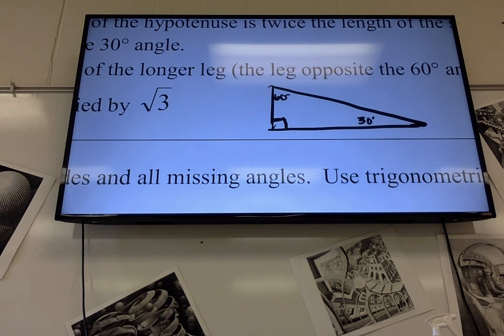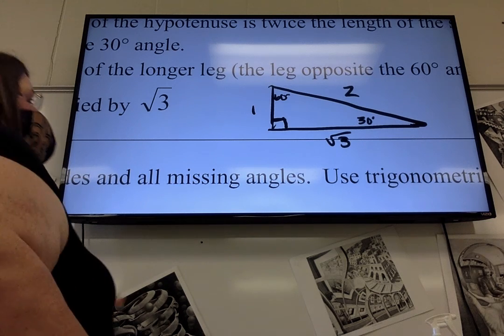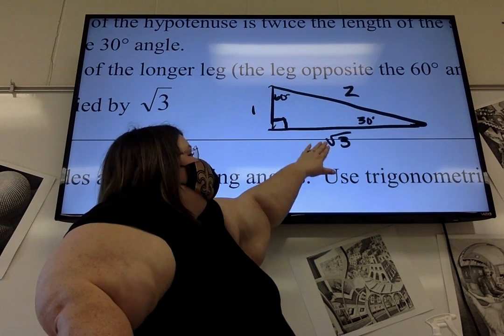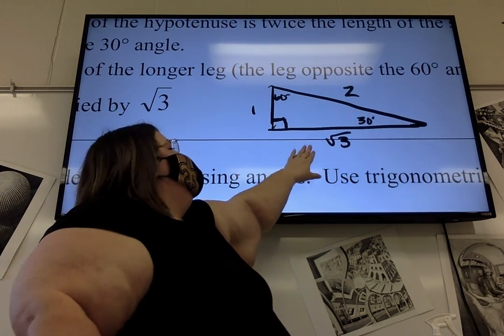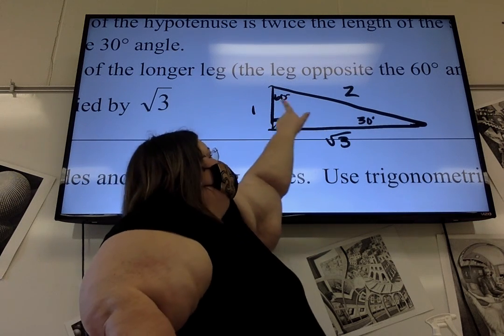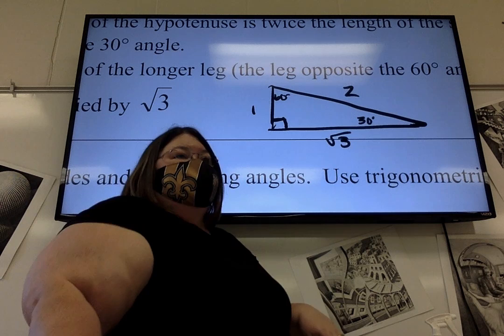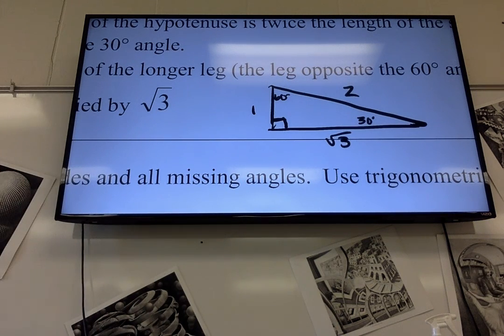30, 60, 90 triangle. The way we wrote it was 1, square root of 3 and 2. The side across from the 30-degree angle is the short side. To find the side across from the 60-degree angle, you just take the short side and times it by the square root of 3. And to find the hypotenuse, you just take the short side and you multiply it by 2. So those were shortcuts. And those are special right triangles that you need to know.